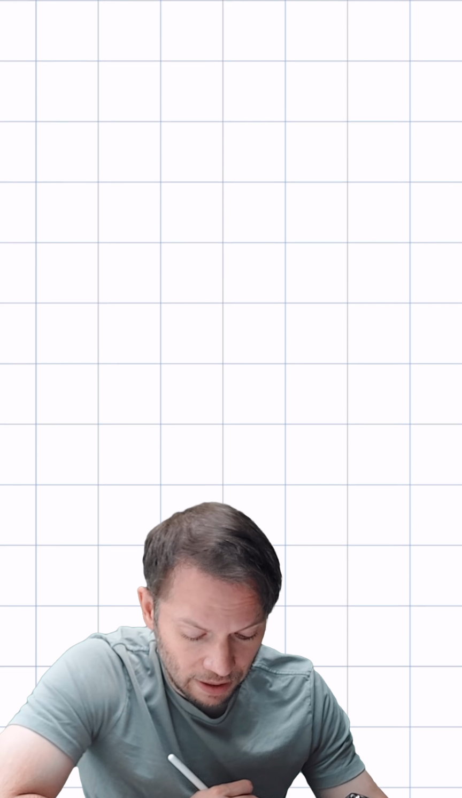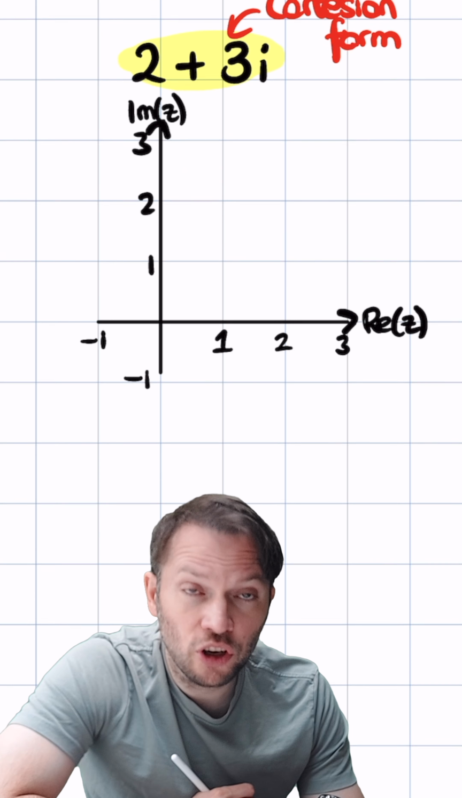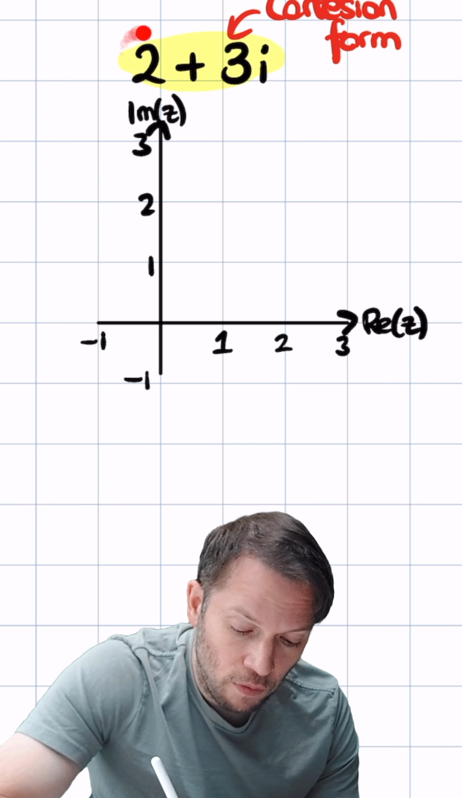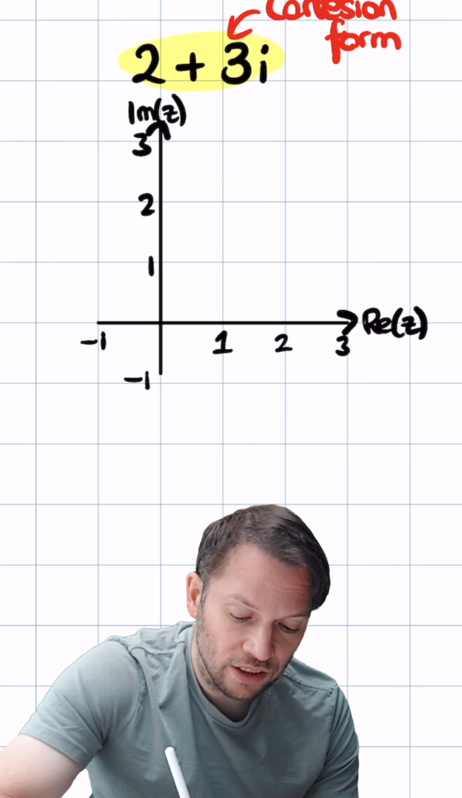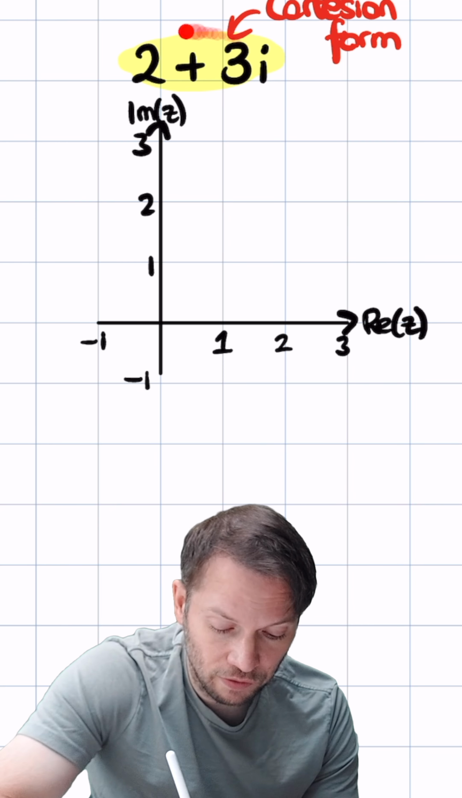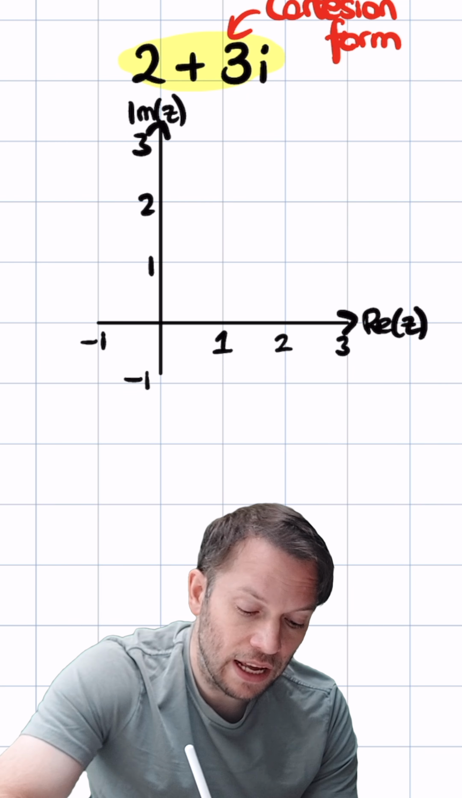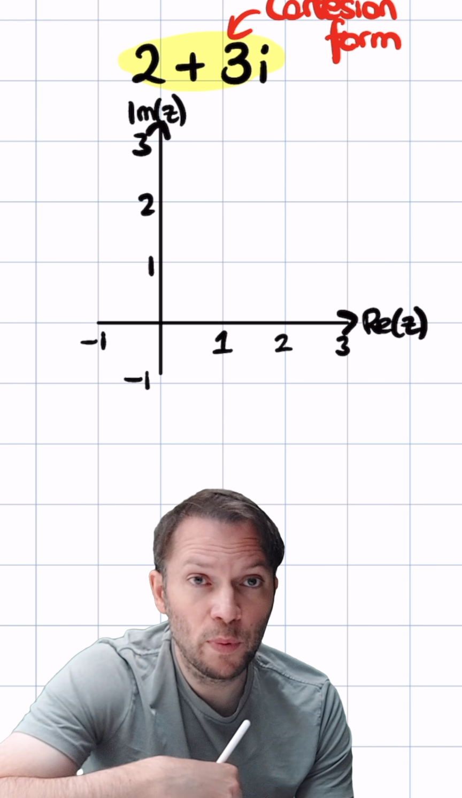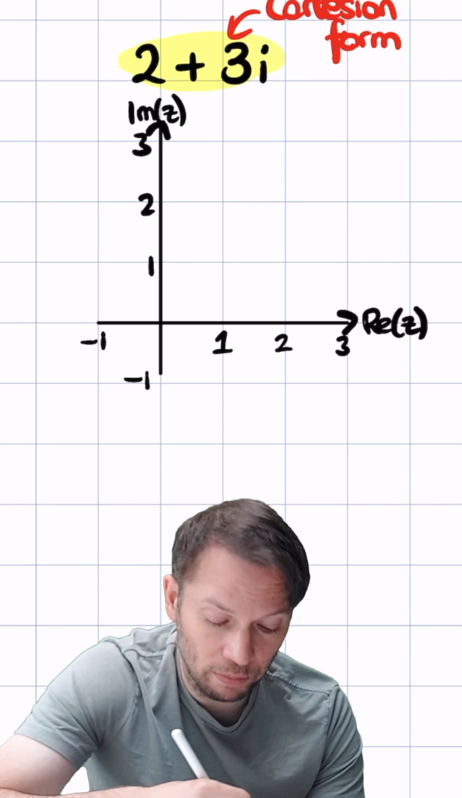Now, a complex number, for example, 2 + 3i, consists of a real part and an imaginary part. And when we have a complex number in this form, something plus something i, that's known as Cartesian form. But we can write complex numbers in other forms as well.